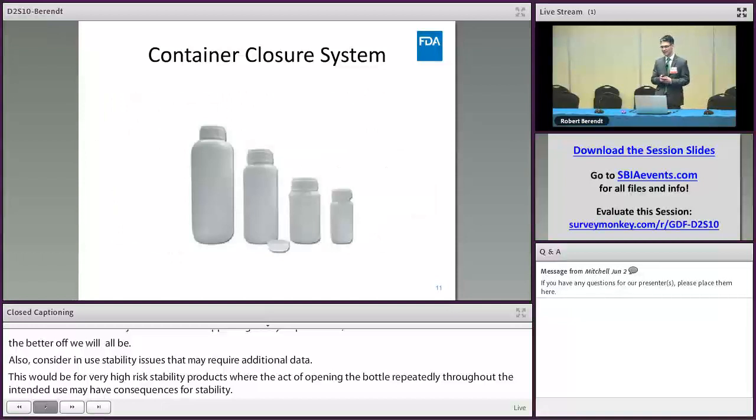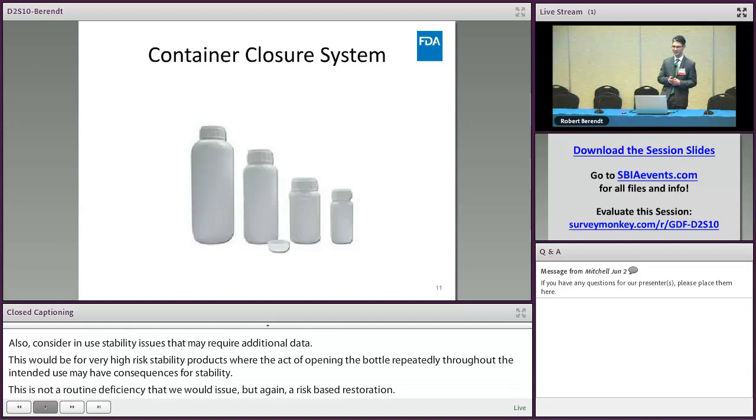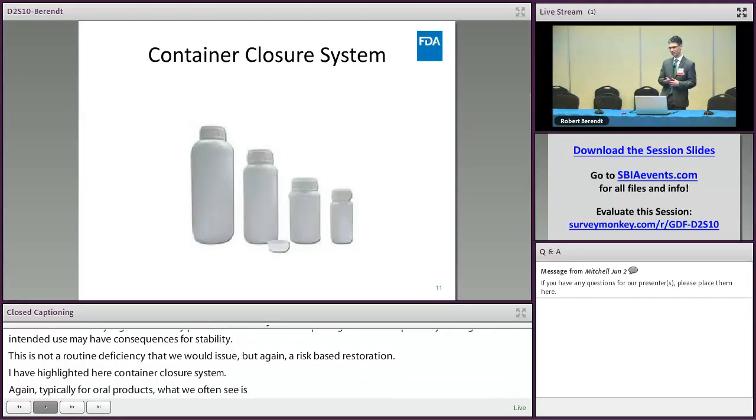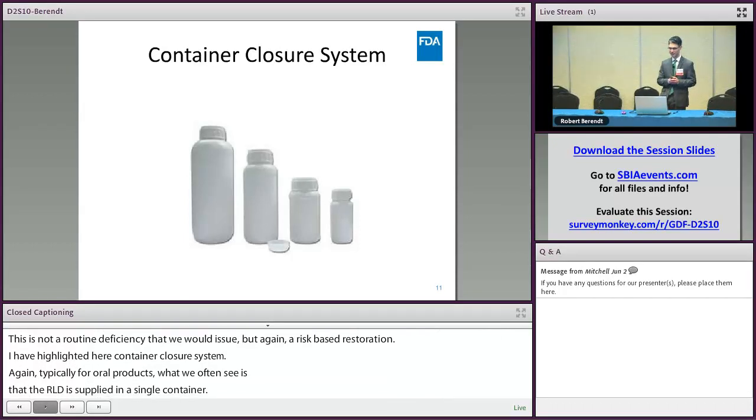And I've highlighted here container closure system. Again, typically for oral products, what we often see is that the RLD is supplied in a single container, maybe a 30 count HDPE bottle as shown on the right-hand side. But then the ANDA applicant is asking for a 500 count bottle as shown on the left.